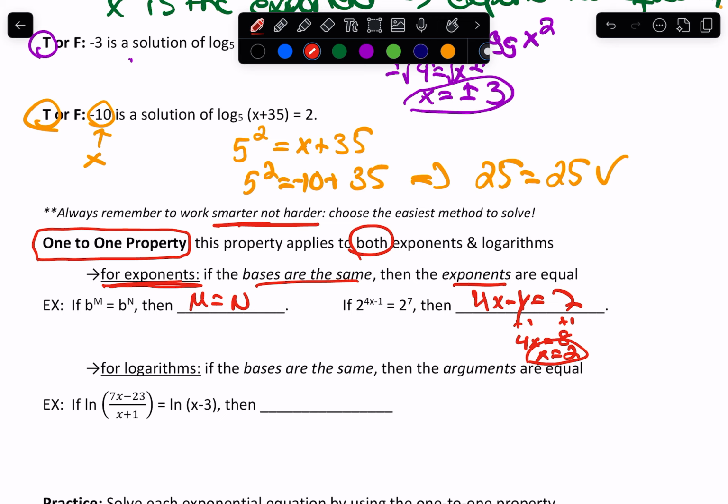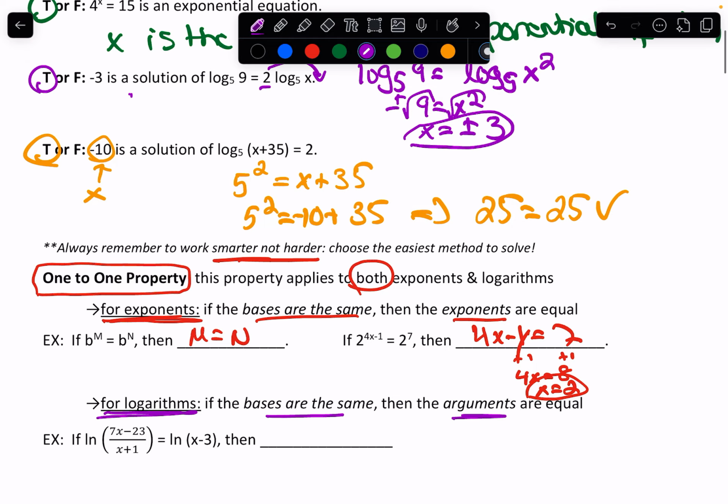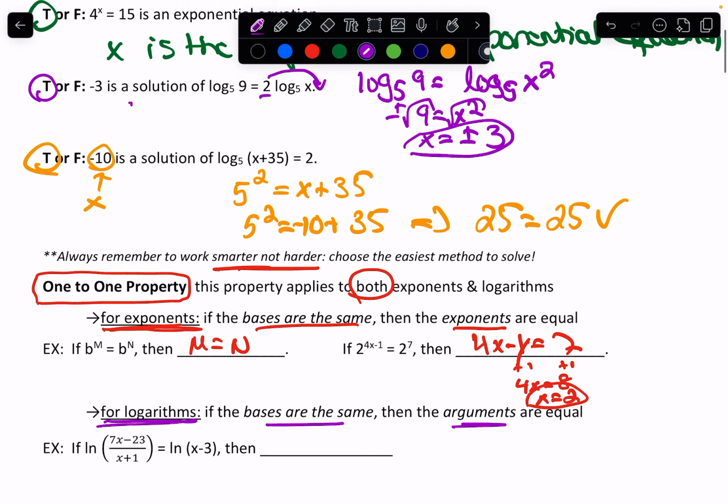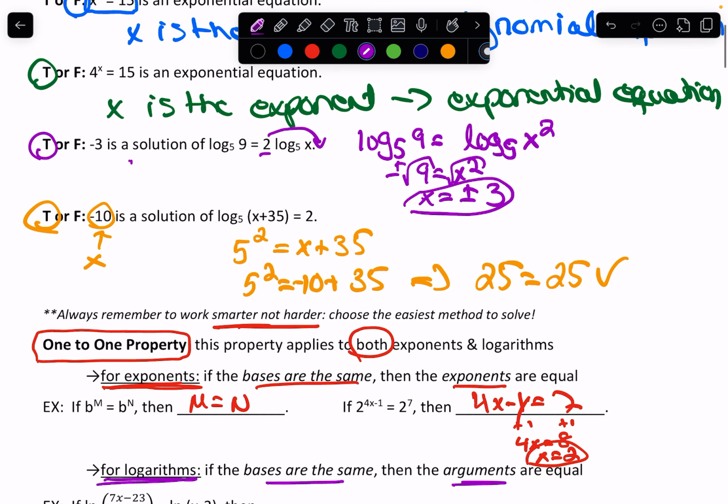Okay? For logs, if the bases are the same, then the arguments are equal. So we actually use that over here, where we had 9 and x squared equal already.